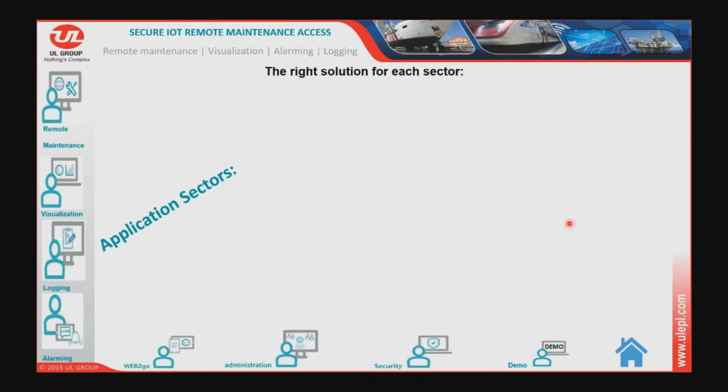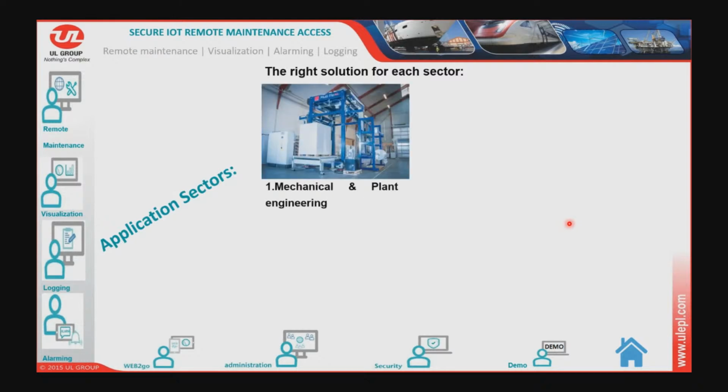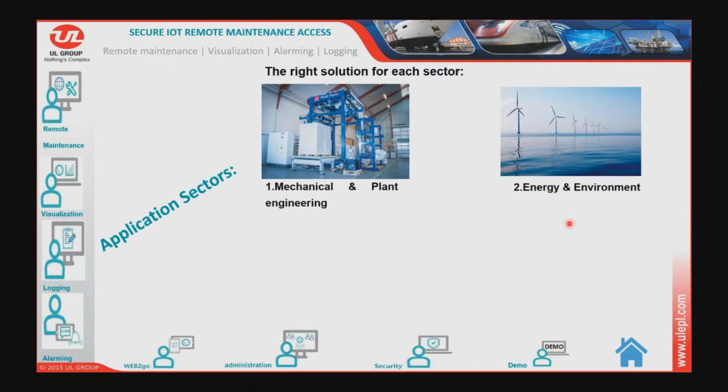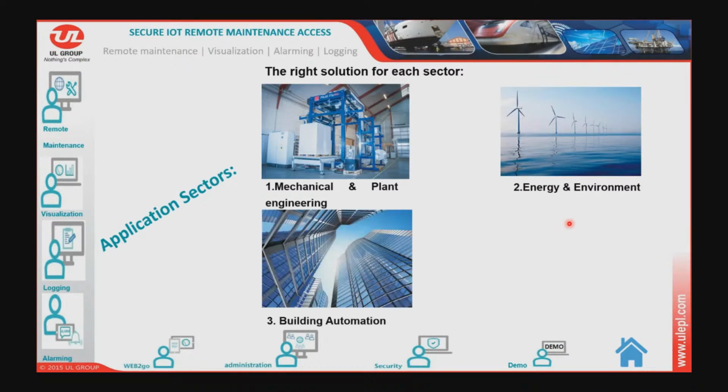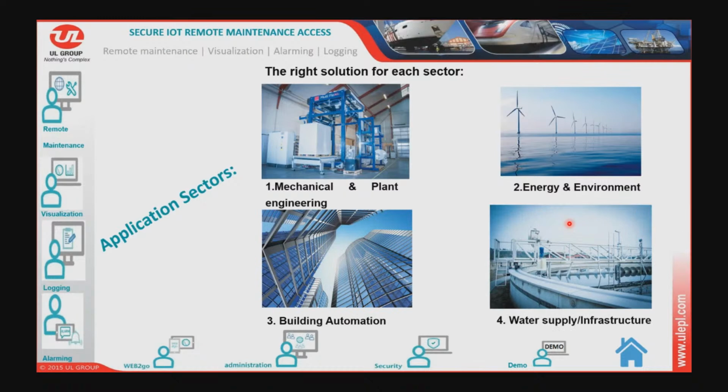So the next thing is where we can use this solution. What are the application areas? What are the application sectors where this device can be a perfect fit? So first, this is the right solution for each sector. Here, one example is given: mechanical and plant engineering, where you can access your plant or machinery through the internet. In the energy and environment sector as well, in building automation, and in water supply and infrastructure. Almost wherever your PLC goes, there you can use this application.